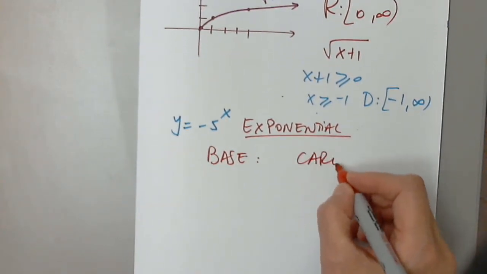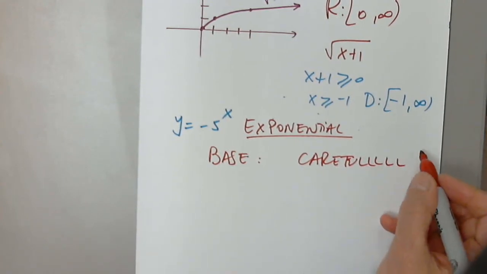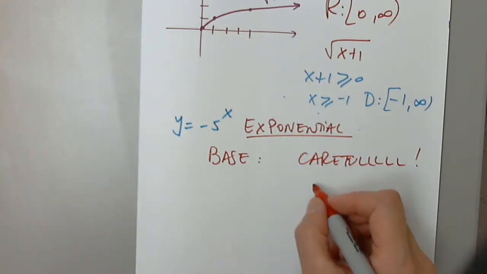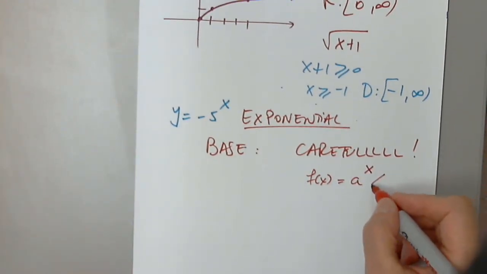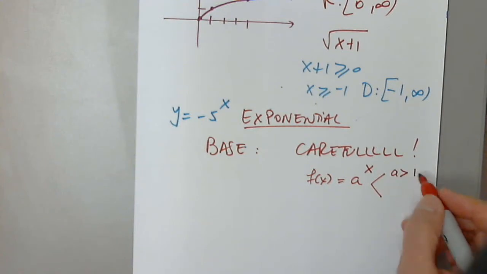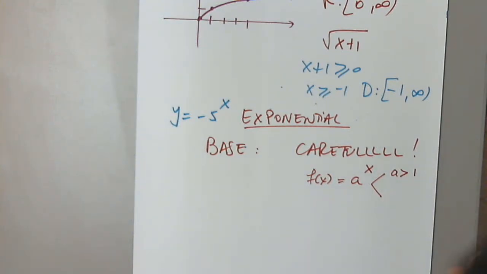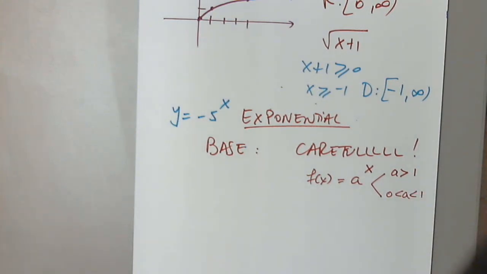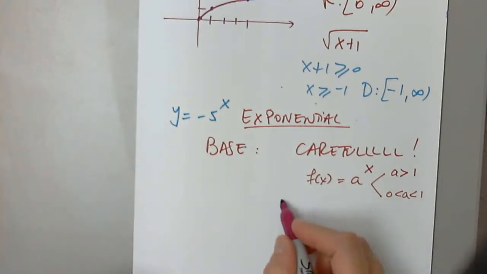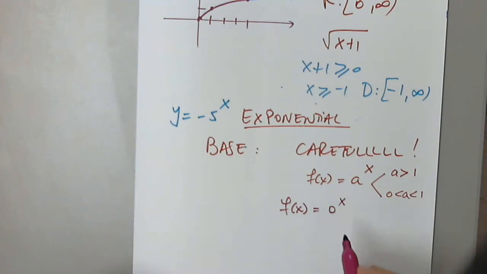Careful. Yes. So an exponential function is a to the x. There are two possibilities for a: either greater than 1, or between 0 and 1. Not 0, not 1. So let me give you 3 examples: f of x equals 0 to the x, f of x equals 1 to the x, and f of x equals -3 to the x.